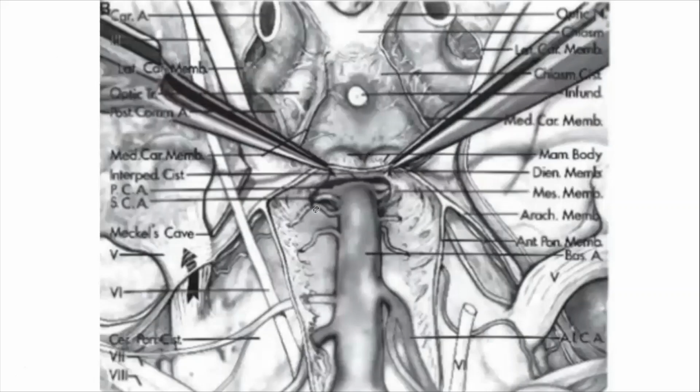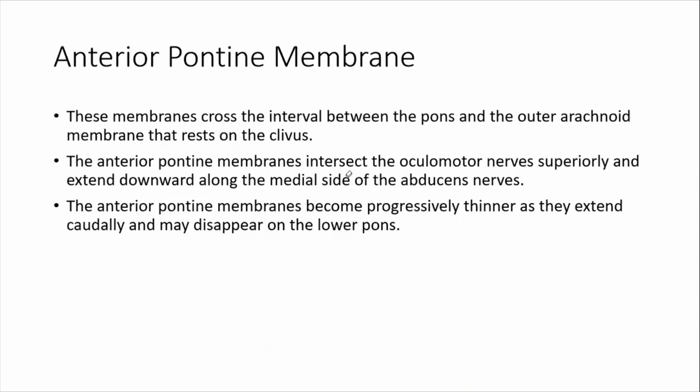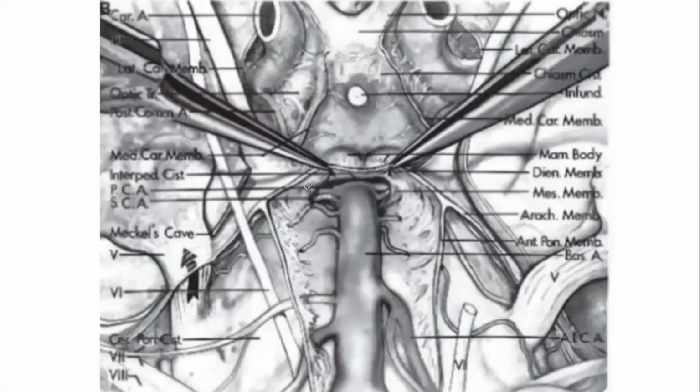This is the anterior inferior view in which we can see the prepontine cistern. The upper part is the mesencephalic leaf, which separates the prepontine cistern from the interpeduncular cistern, and lateral to the prepontine cistern is the cerebellopontine cistern, which is separated by a paired membrane, which you can see over here, the anterior pontine membrane.